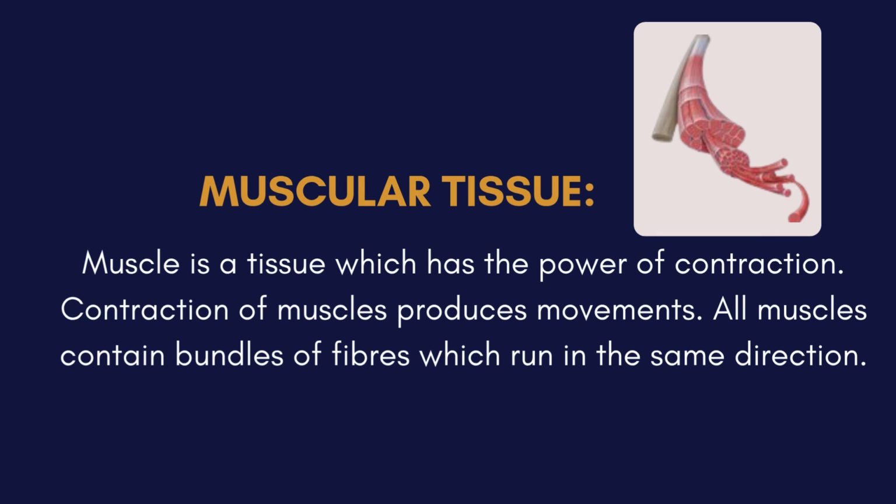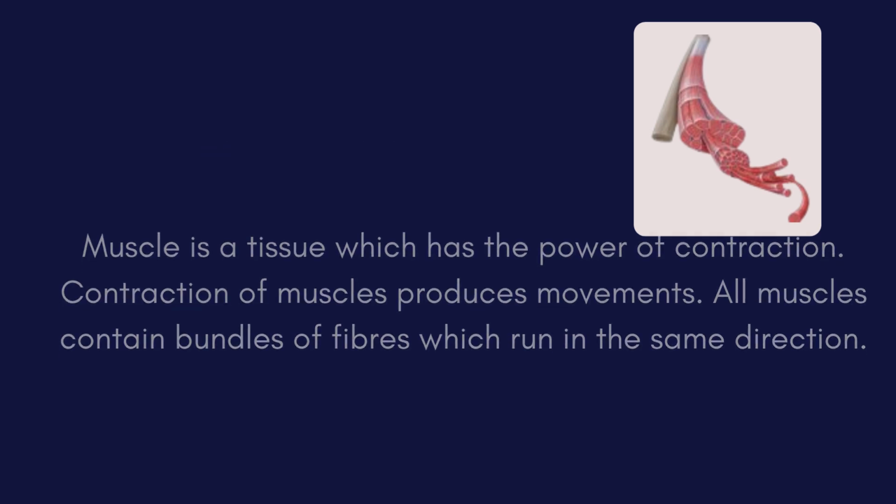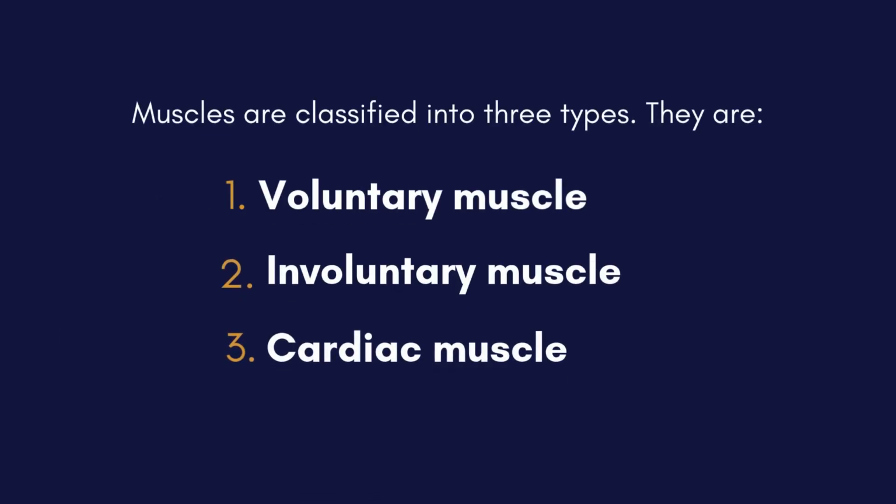Muscular tissue. Muscle is a tissue which has the power of contraction. Contraction of muscles produces movements. All muscles contain bundles of fibers which run in the same direction. Muscles are classified into three types. They are voluntary muscle, involuntary muscle, and cardiac muscle.